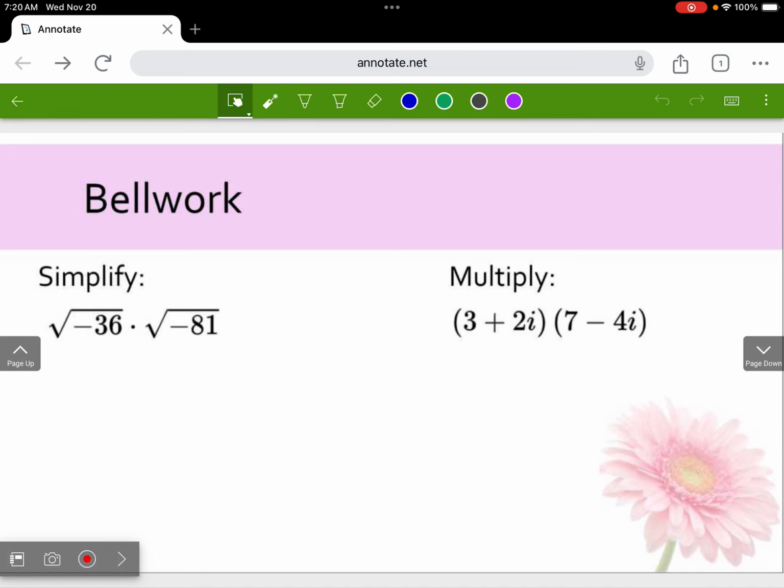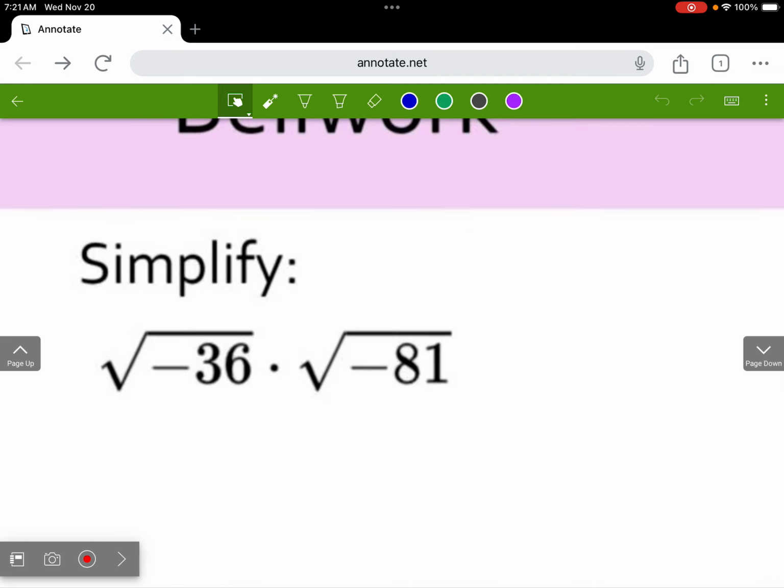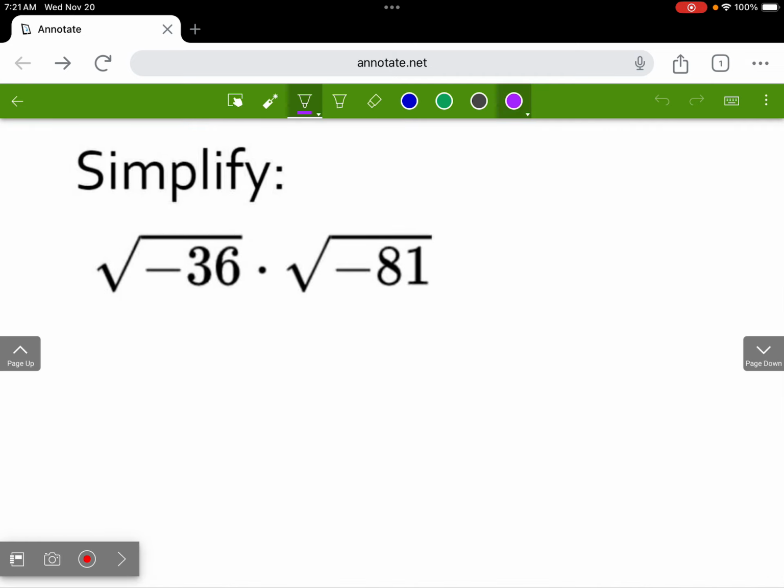All right, let's go through this. So this first one, we're just asked to simplify. So what can we do here on our square roots? These are negatives under the radical, so we know there's going to be i's involved somewhere.